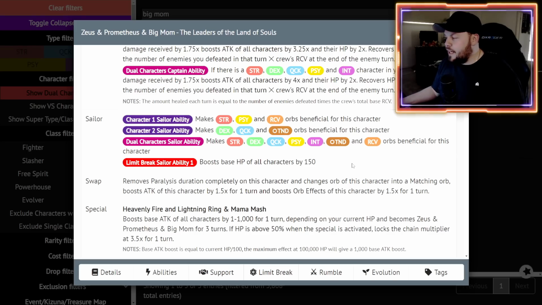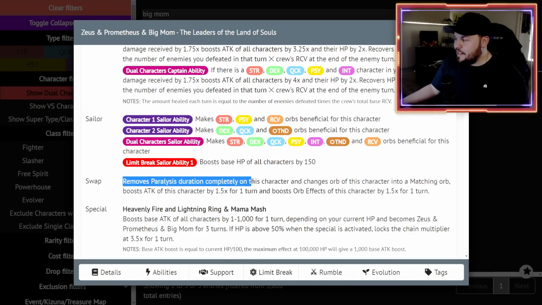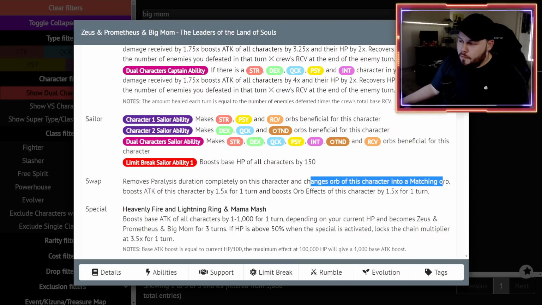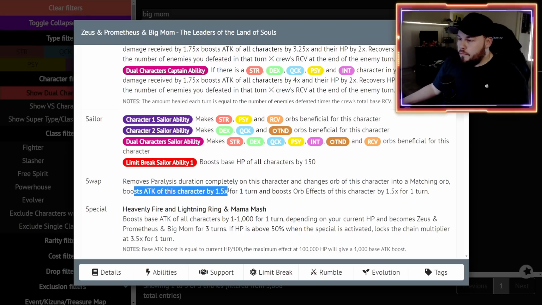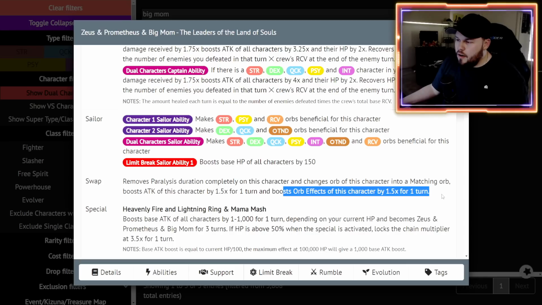Now, the final mechanic that we need to talk about, which is the most important when we're talking about dual units, is their switch effect. So this character's switch removes paralysis completely on themselves and then changes their own orb into a matching slot, which does not go through block slots. And then it boosts the attack of themselves by 1.5 for one turn and boosts their own orbs by 1.5 for one turn.